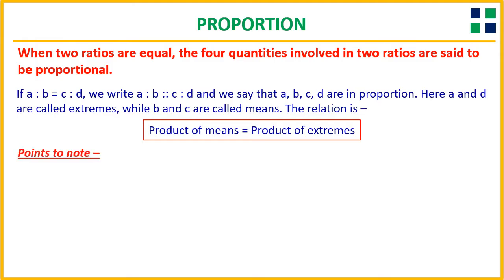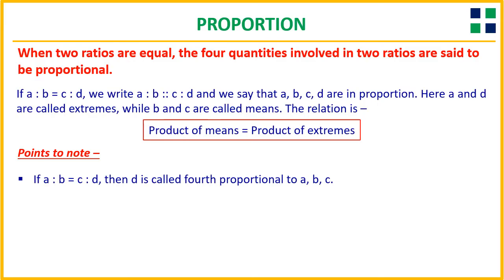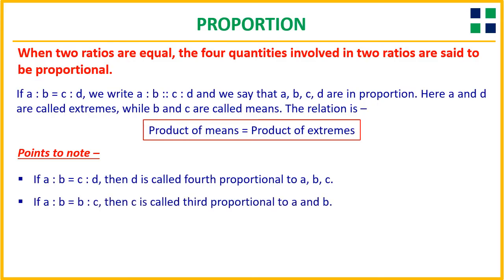Few important points to note here. The very first is, if A is to B equal to C is to D, then D is called the fourth proportional to A, B, C. If suppose A is to B equal to B is to C, then C is called third proportional to A and B, because यहाँ पर तीन ही quantities है. Mean proportional between A and B is under root of A multiplied by B.